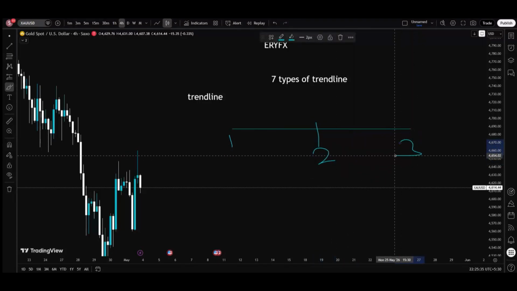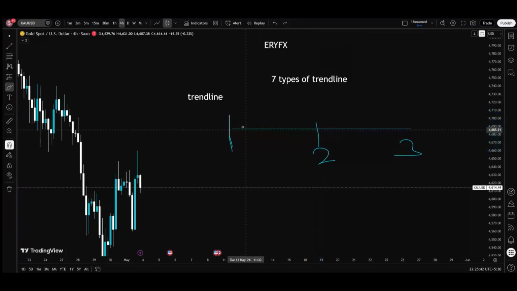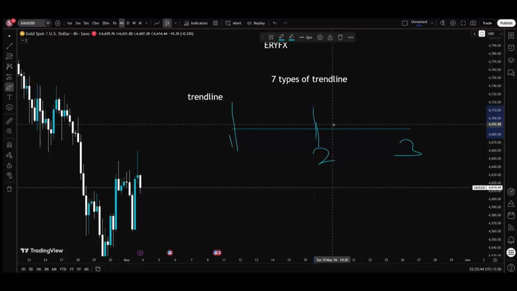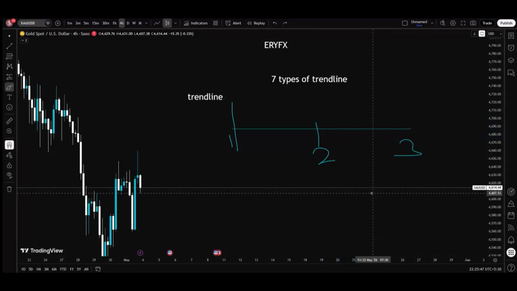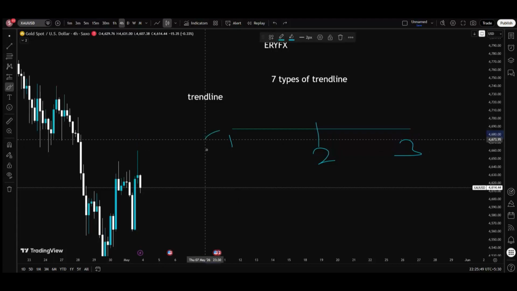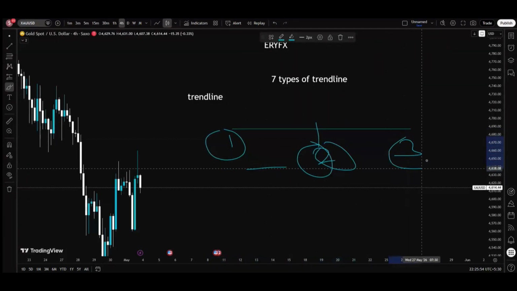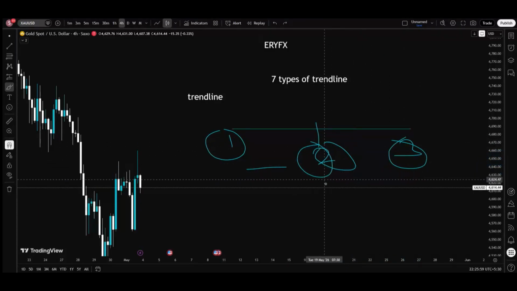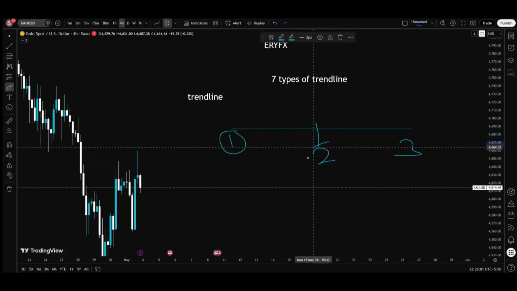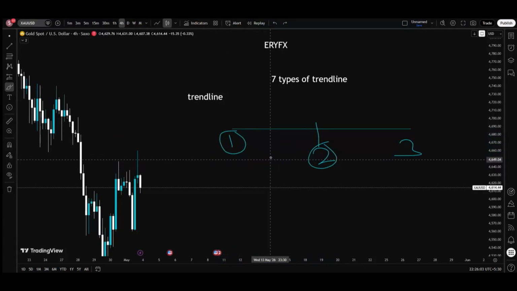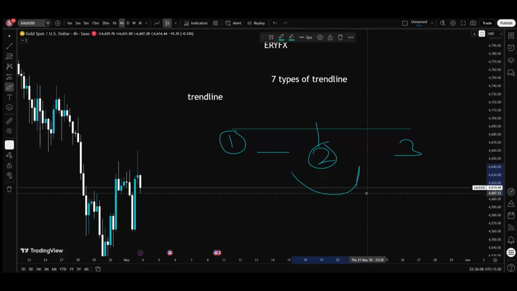Just remember, whenever you mark point 3, the distance from 1 to 2 shouldn't be greater than the distance from 2 to 3. It's good when the 1 to 2 distance is the same as 2 to 3, meaning equidistant, or when 1 to 2 is less than 2 to 3. I'll show you some examples also.